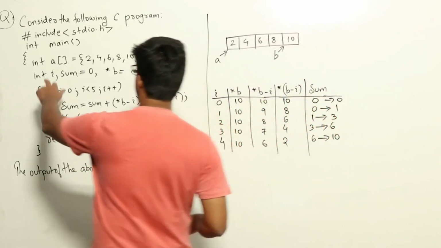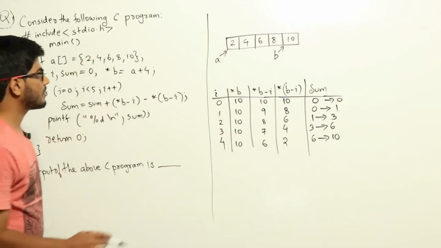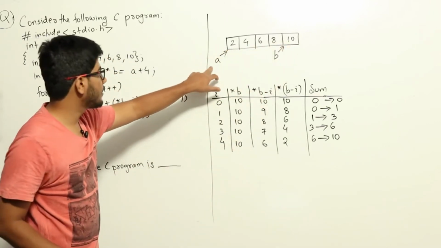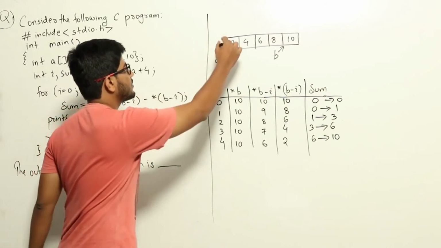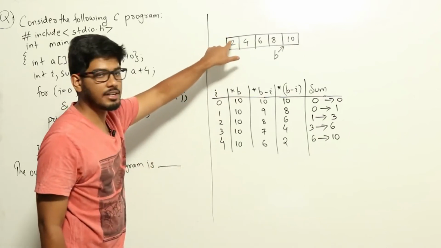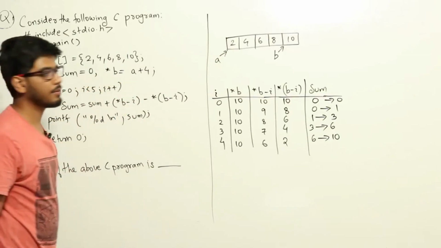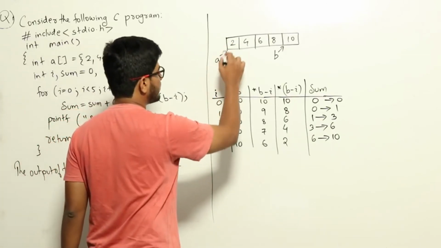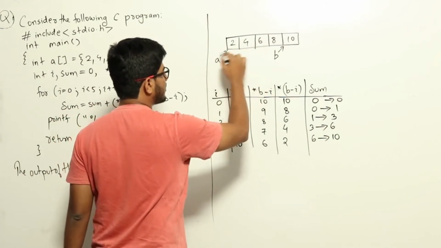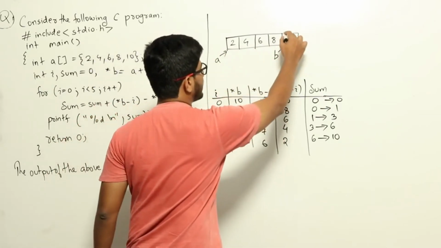So initially we are declaring an array A of size 5 here with values 2, 4, 6, 8 and 10. So the array's values would be 2, 4, 6, 8 and 10, and the pointer A would be pointing to the starting of this array, that is A will be pointing to the address of the first element in the array. Then we have another pointer B that's equal to A plus 4. Now if A points to this address, A plus 1 would point to this address, A plus 2 would point to this address, A plus 3 would point to this address, and A plus 4 would point to this address. So essentially B is a pointer pointing to this element 10 in the array.